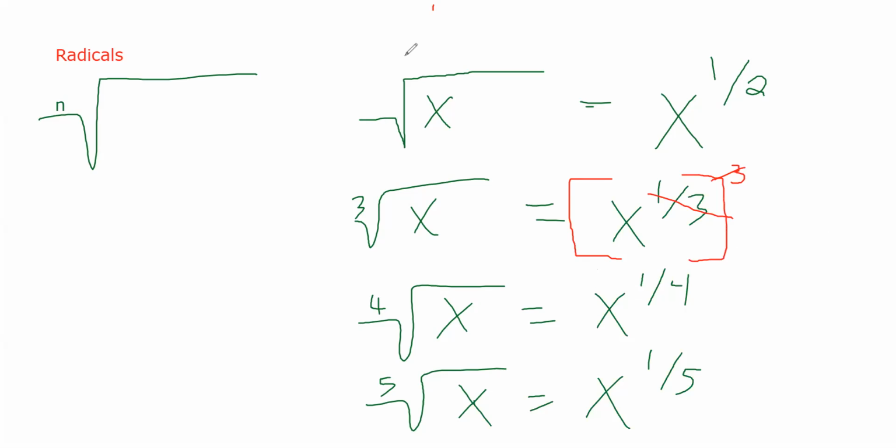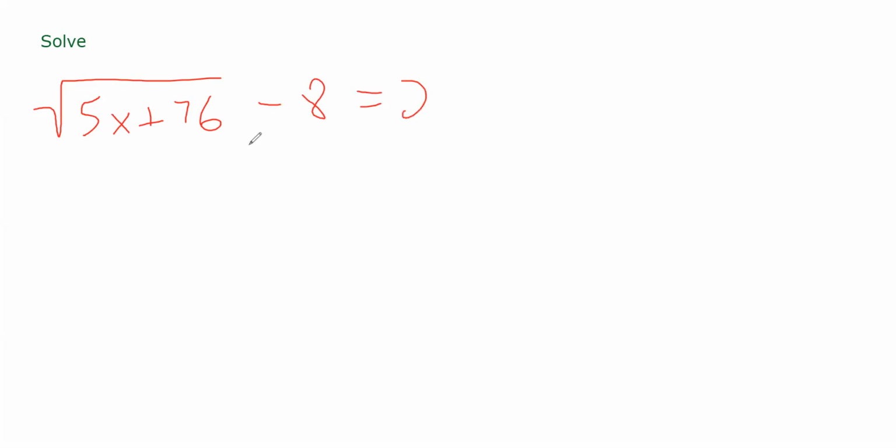That's going to be a little bit of a slapdash solution to some of these things that we're about to look at solving. But let's look at some examples of this. Let's say we have some equation. Our goal is to solve it. Square root of 5x plus 76 minus 8 equals 2x minus 1.